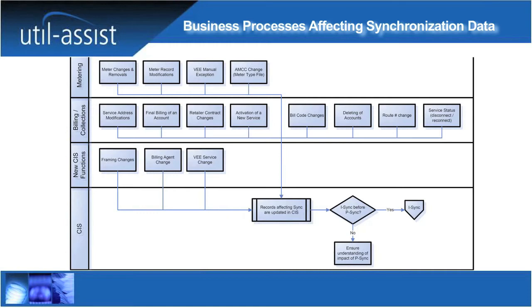Deleting accounts, route number changes, service status, so there's your disconnect, reconnect flags, VEE service codes, framing structure. So all this stuff that you're changing at a utility affects records that go into a sync file and eventually get into an iSync file. It changes. This little decision box here, iSync before pSync. For the most part, because you don't want to communicate any changes through a pSync, when it comes time to process a pSync, you always create an iSync immediately before that. Make sure your changes have been processed, and then you would move forward with your pSync process.